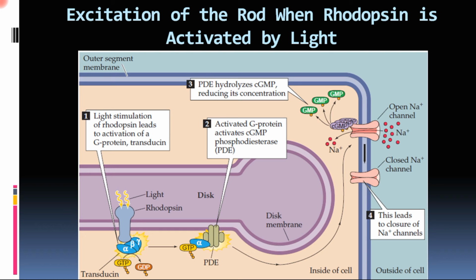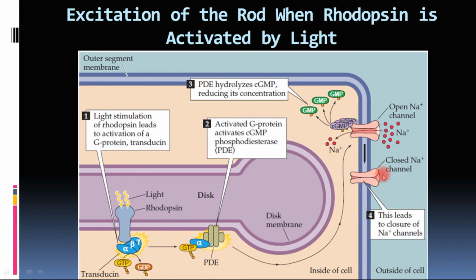Okay, so this is how the excitation of the rods occurs when rhodopsin is activated by light. What happens is, the light energy activates transducin, transducin activates the phosphodiesterase, which breaks down the cyclic GMP. This cyclic GMP was keeping the sodium channel open. Since it got broken down, what is happening? The sodium channel is getting closed. So up to now we have to understand that the sodium channel gets closed when the light is coming.